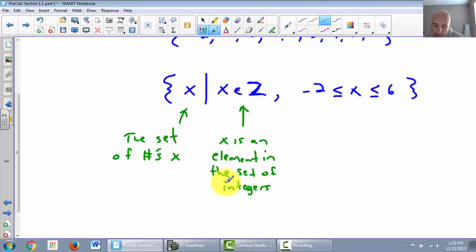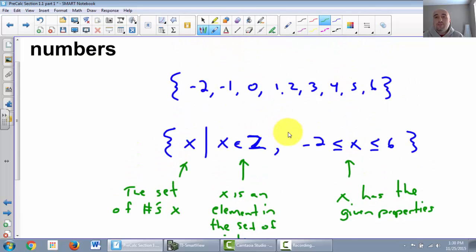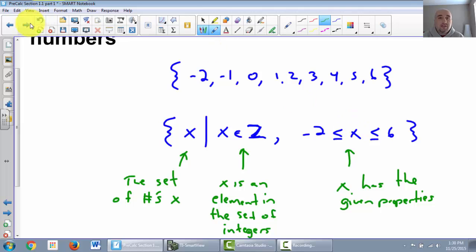And then the third part that we're always going to talk about is, what does this mean? x has the given properties. So what are the properties? Well, the property is that the numbers go from -2 to 6 and includes the numbers in between, but only the integers that are in between. So this will make more sense when we do a few more examples. So let's look more at how we do the set building.